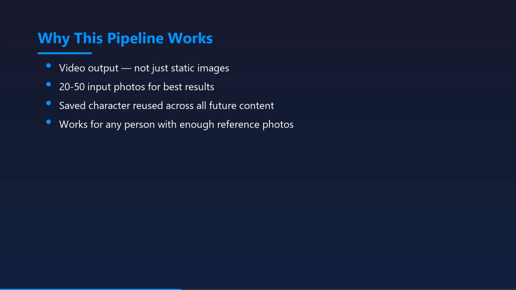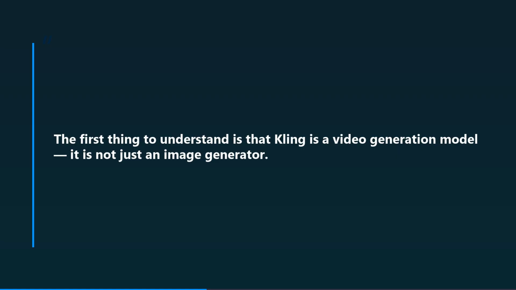The first thing to understand is that Kling is a video generation model. It is not just an image generator. That matters because the output you are creating is not a static photo of your AI character. You can generate short video clips of them moving, gesturing, walking, talking. That means you can build actual video ads, social content, and product demos, not just thumbnails.